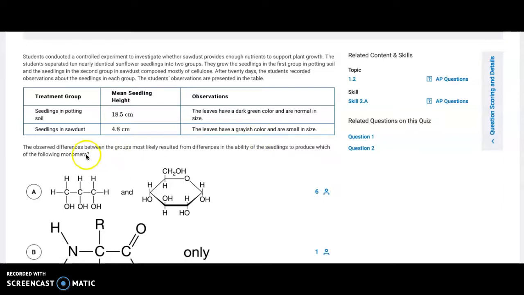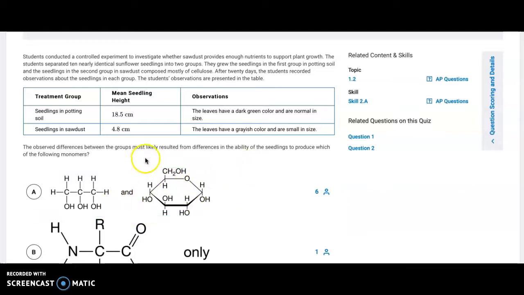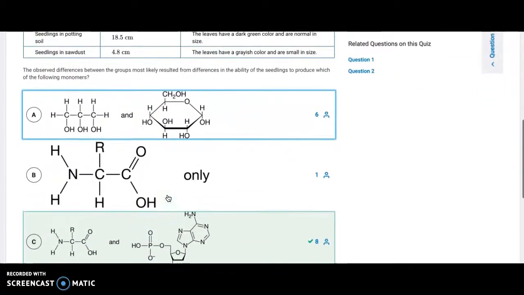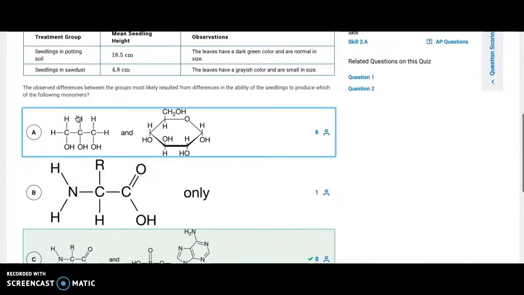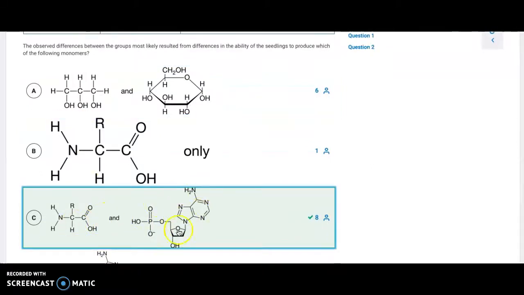So which of these things most likely limited or resulted in the difference in the ability to produce the monomers they need to create their structure? Well, plants do make all the monomers shown in part A here. So those are true structures, but those are made from the air that they absorb, the carbon dioxide they absorb from the atmosphere. The soil would contain things like phosphorus and nitrogen and would affect the formation of the amino acids.